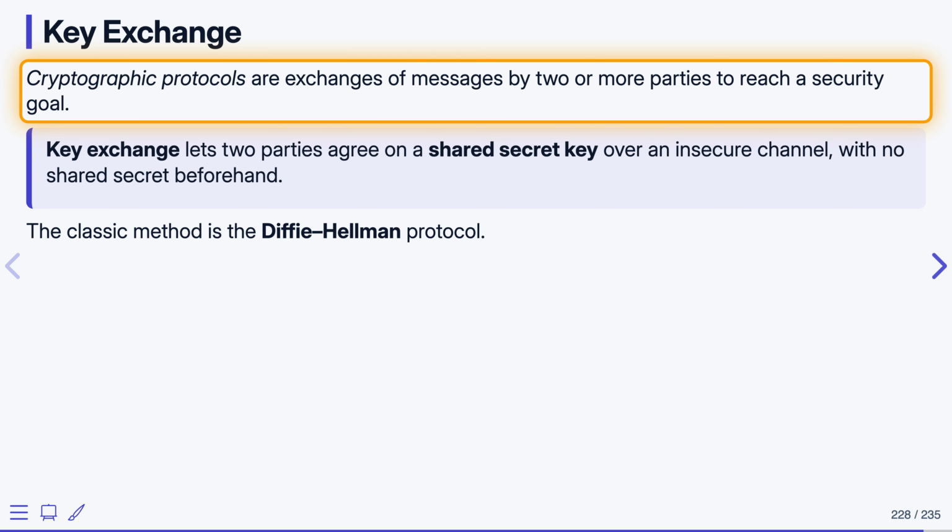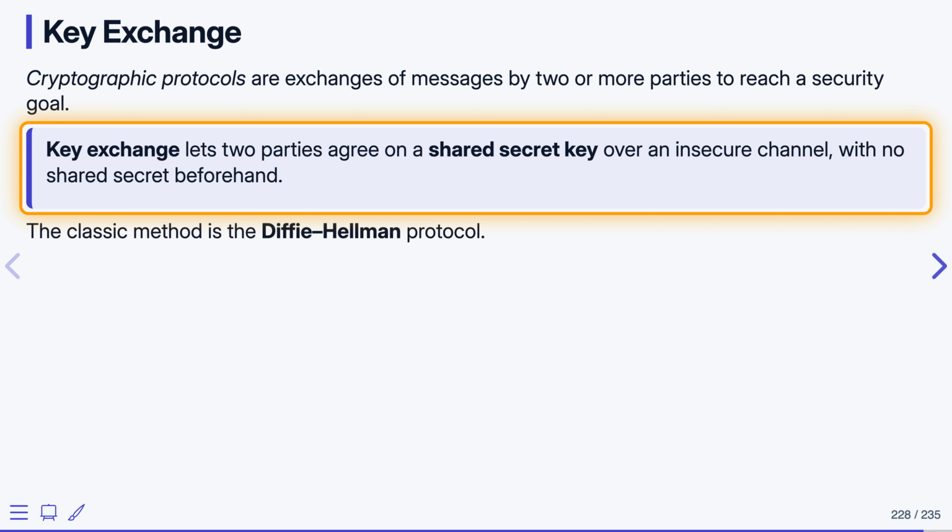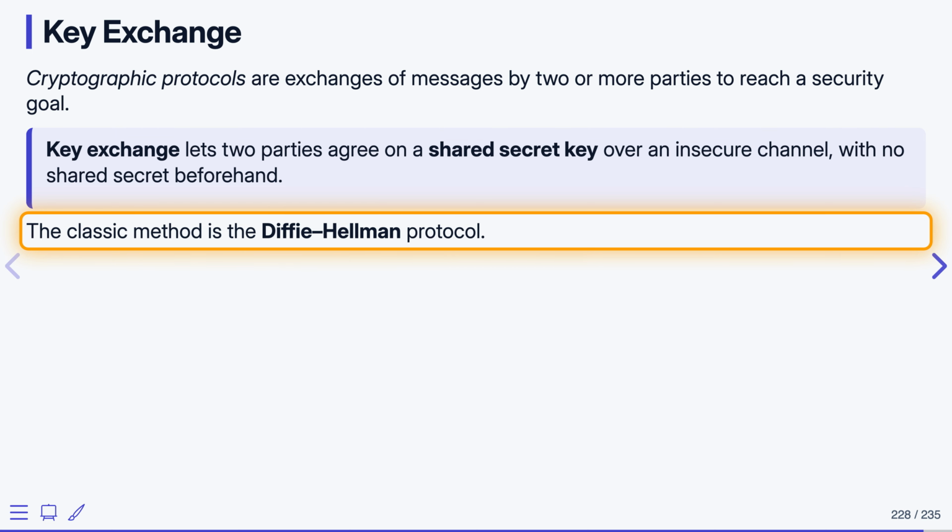A protocol is just a set of messages that two or more people send back and forth to reach a goal. Cryptographic protocols use the tools we have built. Here the goal is a shared secret key, and the surprising part is this. Alice and Bob can build a shared secret while a stranger listens to every single message they send. They start with nothing in common, and they end up with a number that only they know. The classic method for this is called the Diffie-Hellman protocol, and we walk through it now.